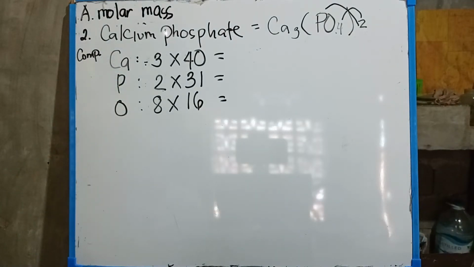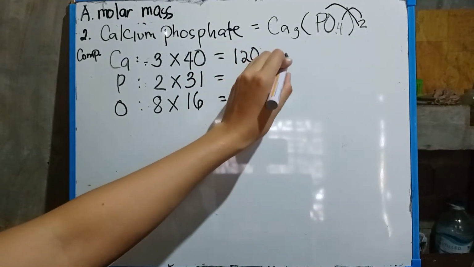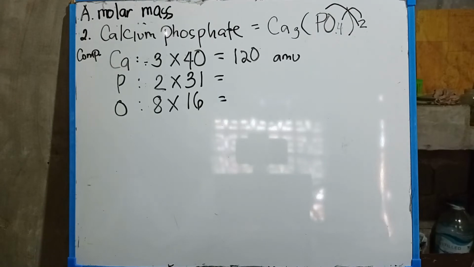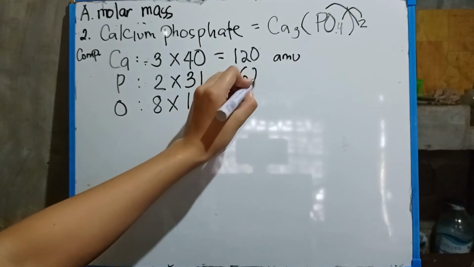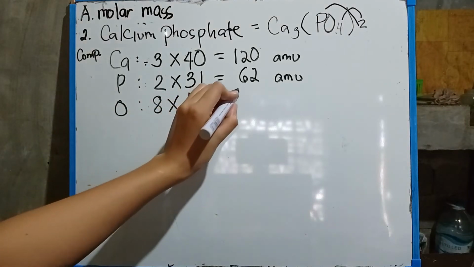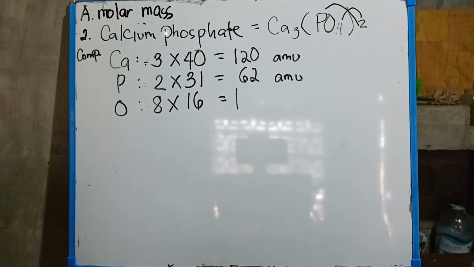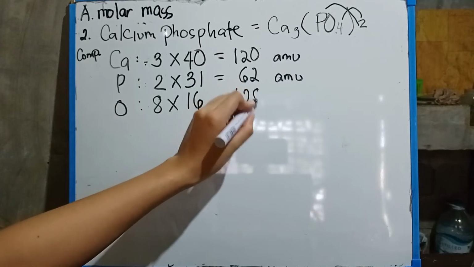So, 3 times 40, so it is 120. So, for phosphorus, 2 times 31, so it is 62. And for oxygen, 8 times 16, so it is 128.